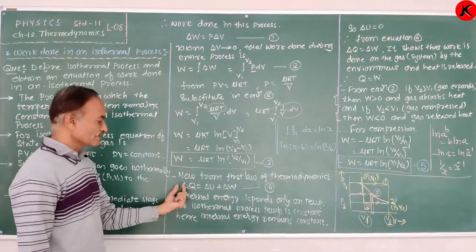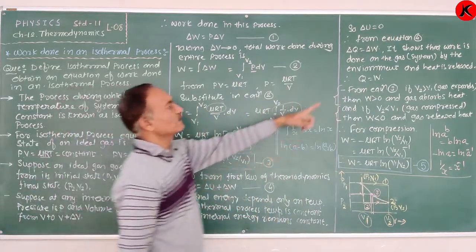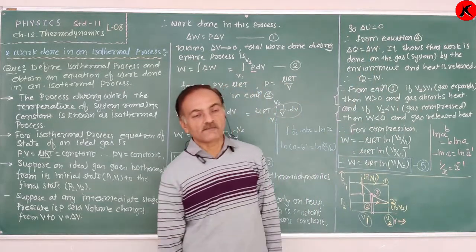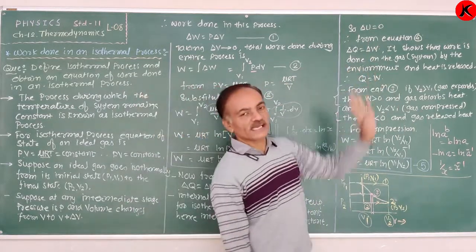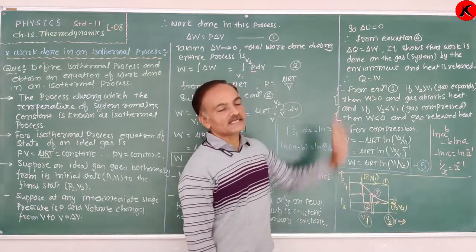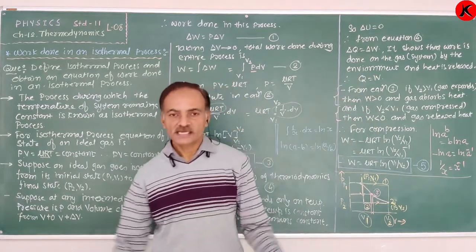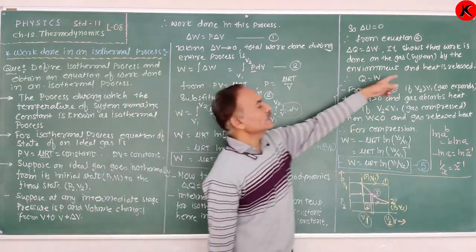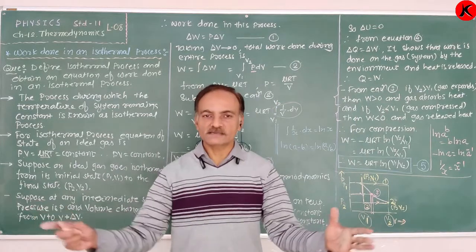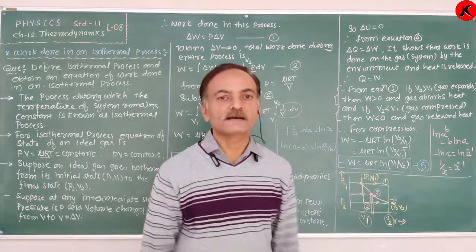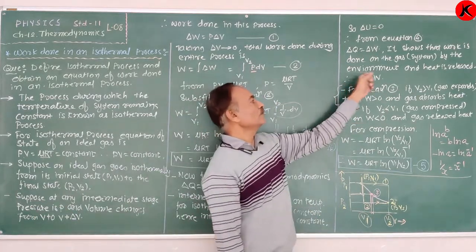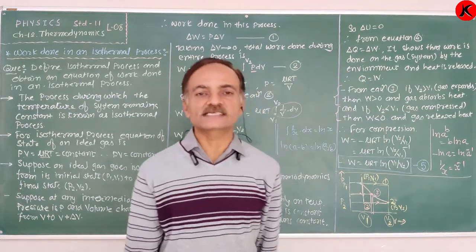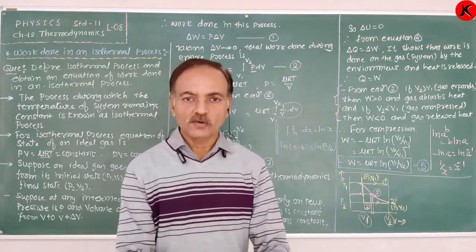Substitute in this equation 4, therefore delta Q is equal to delta W. What it shows is that work is done on the gas system by the environment. It shows that work is done by the surroundings on the system and heat is released. That means the system is compressed. Therefore, Q is equal to W. The heat released by the system is equal to the work done on the system.